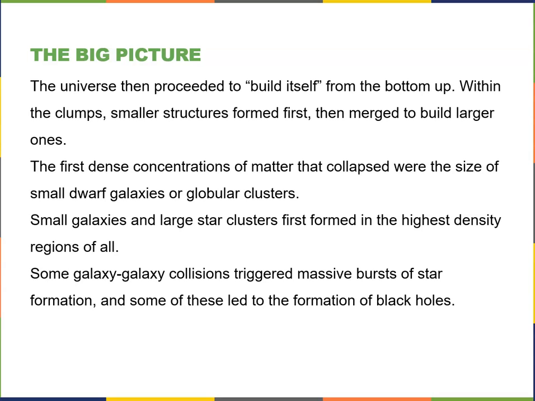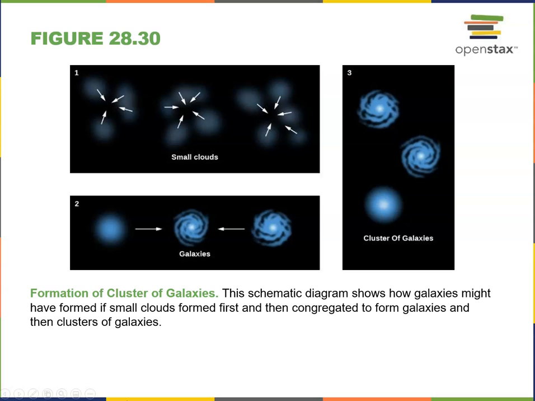The first dense concentrations of matter that collapsed were the size of small dwarf galaxies, or globular clusters. Small galaxies and large star clusters first formed in the highest density regions of all. Some galaxy-to-galaxy collisions triggered massive bursts of star formation, or starbursts, and some of these led to the formation of black holes. So here we can see the formations of clusters of galaxies. This follows small clouds forming first, and then forming galaxies, and then clusters of galaxies.